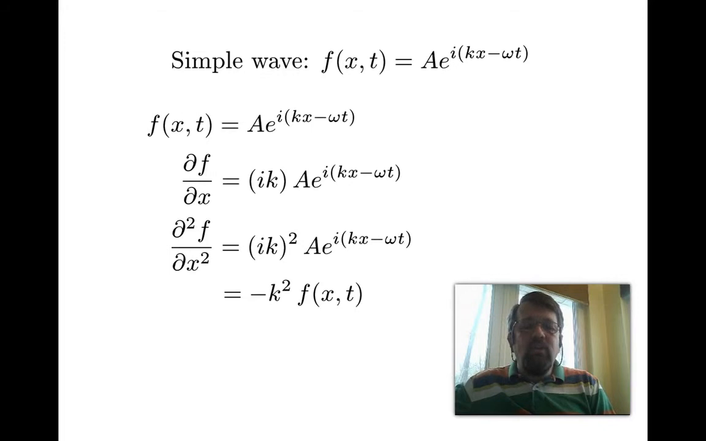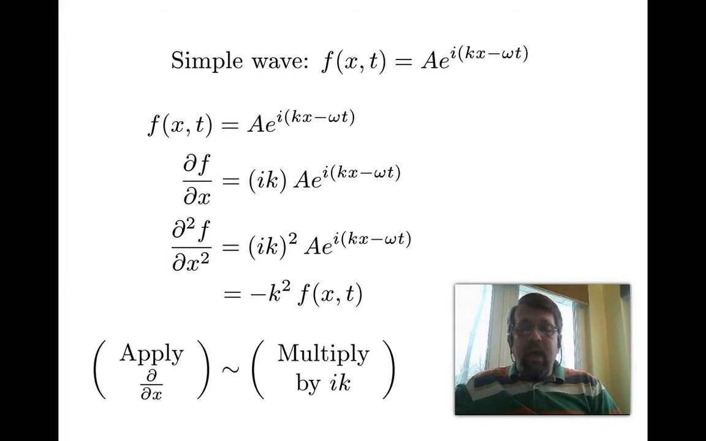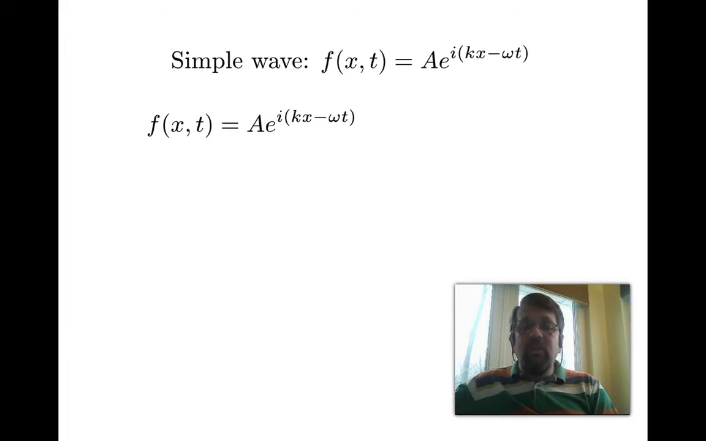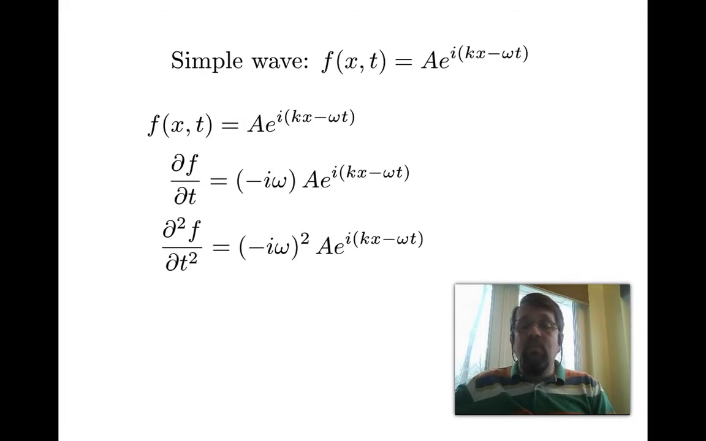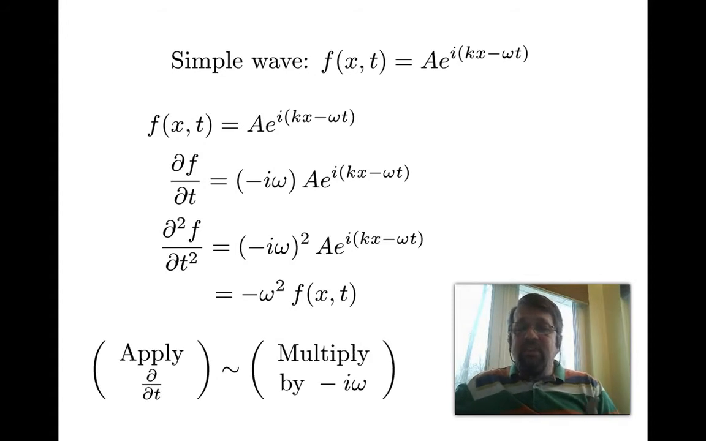Notice what happens when we apply derivatives to this simple wave. Every time we apply a derivative with respect to x, it's just like multiplying whatever we have by i times k. There's a kind of correspondence between taking a derivative and multiplying by i times k. And in a similar way, we can take derivatives with respect to time. And every time we take a derivative with respect to time, we get a factor of minus i omega. The exponential stays the same, but the chain rule gives us an extra factor out front. And so that gives us that the second derivative of f with respect to time is minus omega squared times f. And we also notice there's a kind of correspondence between applying the time derivative and multiplying the wave function by minus i omega. For waves of this simple kind, they amount to the same thing.